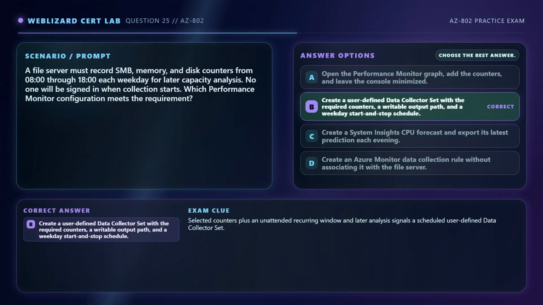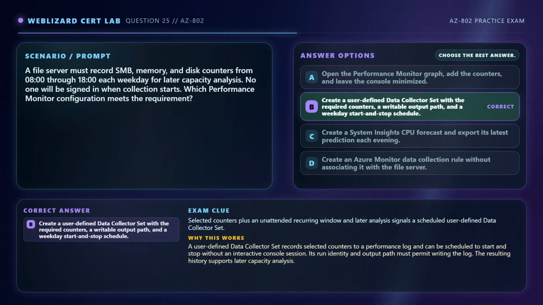The correct answer is B. Create a user-defined data collector set with the required counters, a writable output path, and a weekday start and stop schedule. A user-defined data collector set records selected counters to a performance log and can be scheduled to start and stop without an interactive console session. Its run identity and output path must permit writing the log. The resulting history supports later capacity analysis. Selected counters plus an unattended recurring window and later analysis signals a scheduled user-defined data collector set.